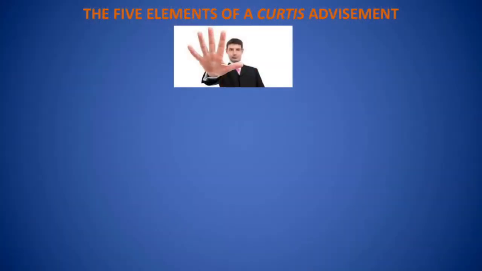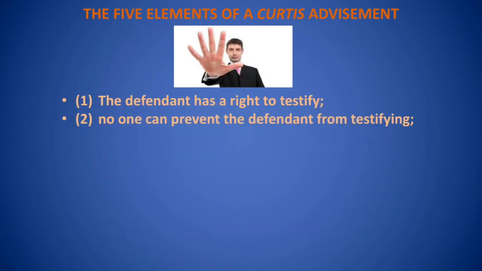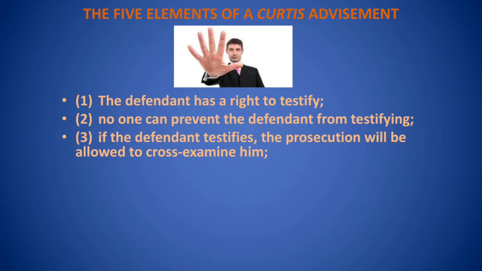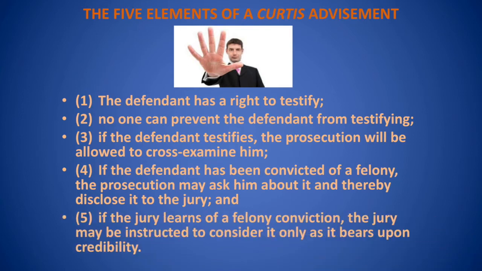The trial court must advise the defendant that 1, he has a right to testify. 2, if he wants to testify, no one can prevent him from doing so. 3, if he testifies, the prosecution will be allowed to cross-examine him. 4, if he has been convicted of a felony, the prosecution will be entitled to ask him about it and thereby disclose it to the jury. And 5, if the felony conviction is disclosed to the jury, then the jury can be instructed to consider it only as it bears upon his credibility.